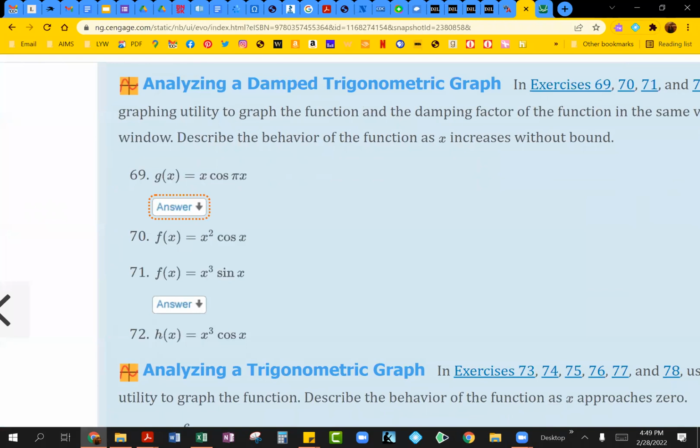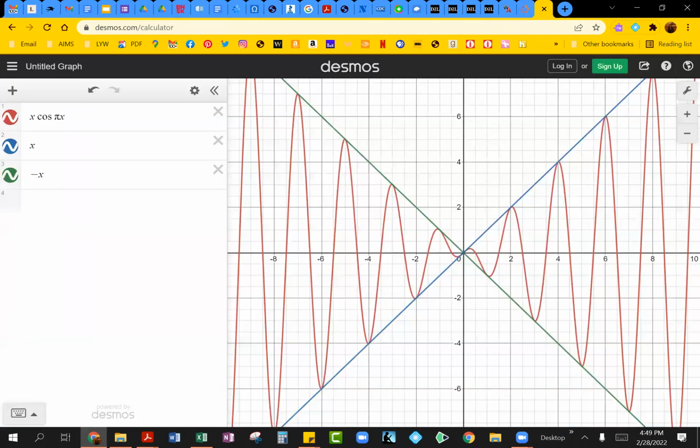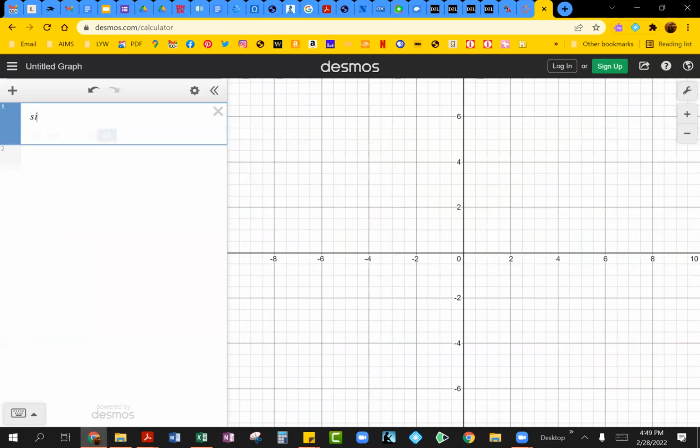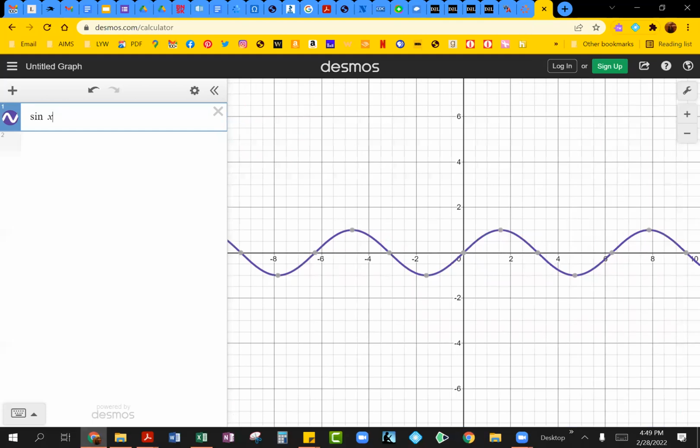Now let's look at 71. So this is x to the third sine of x. Well, we know sine of x, again, is going to be your normal sine curve starting at the x-intercept. And of course, in this case, as x goes to 0, your y also goes to 0 for that one. But we want to know what happens as x goes to positive and negative infinity. But before we can do that, we need to do our damping factor.